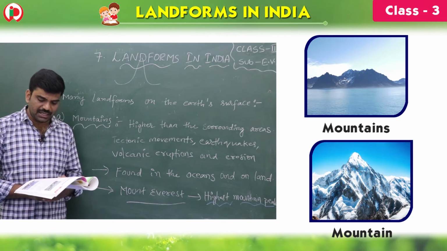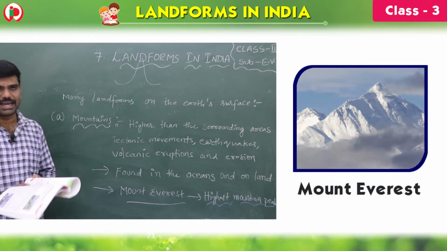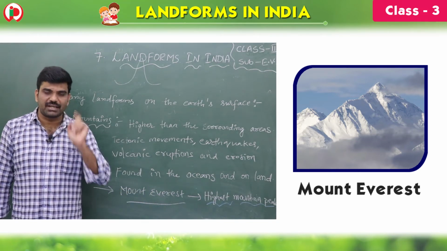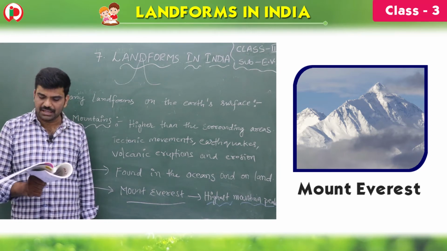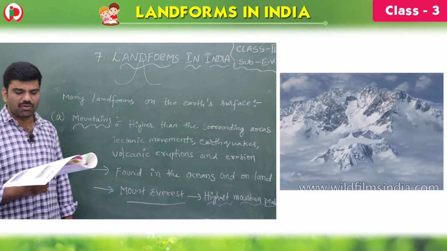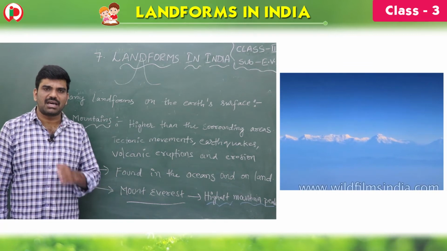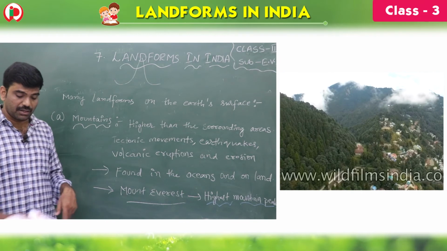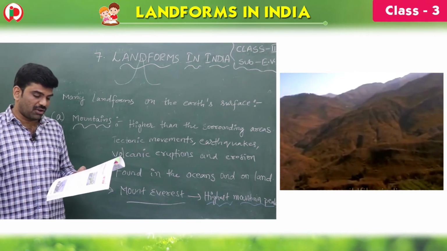See, children, the very interesting thing is Mount Everest. Have you heard this name? Mount Everest is the highest mountain peak, children. Keep it in mind that Mount Everest is the highest mountain peak. High mountain ranges run along the entire northern boundary of India. If you take India's four sides, east, west, north, south, the high mountain ranges are found on the northern boundary, the north side.